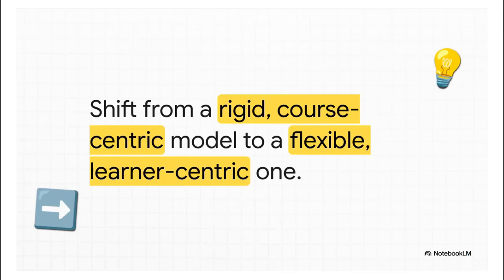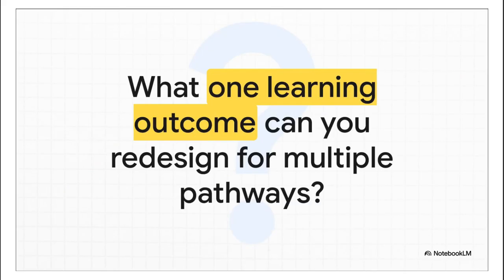When you boil it all down, what Dr. Atkinson is really calling for here is a fundamental shift in our mindset. It's about moving away from that rigid, course-centric model, the classic content dump, and moving towards something that is way more flexible, way more responsive, and is truly centered on the individual learner. So I want to leave you with a challenge, something to take away and really think about. Take a look at a course you're involved with, just one. Can you find a single learning outcome and just brainstorm how you might redesign it to open up multiple context-aware pathways for your students? Because as Dr. Atkinson's work suggests, even a small shift in this direction can make a world of difference.